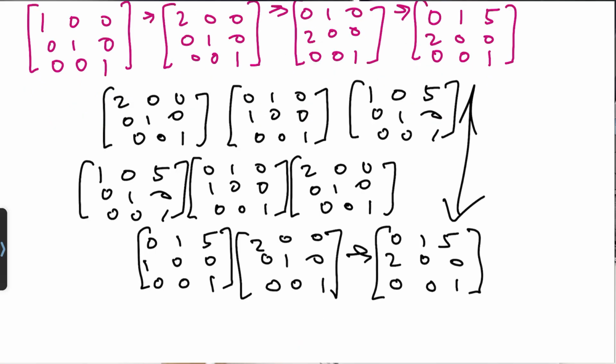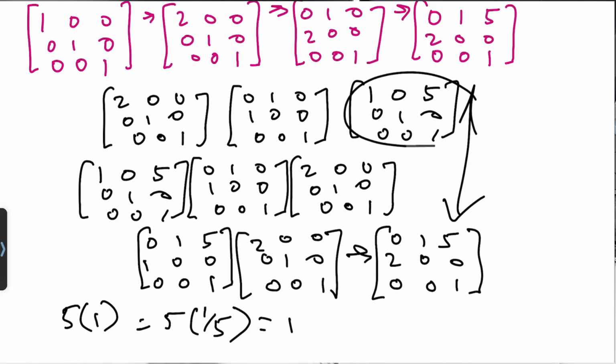I should also mention undoing row operations. If you want to undo a row swap, it's going to be the same as the row swap. If you want to undo multiplication, let's say you multiplied by 5, then to get it back to 1, you can multiply it by 1/5. And for adding one row to another row, you could just subtract. So in this case right here, it's just going to be 1, 0, and -5.